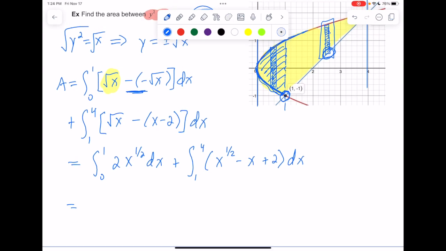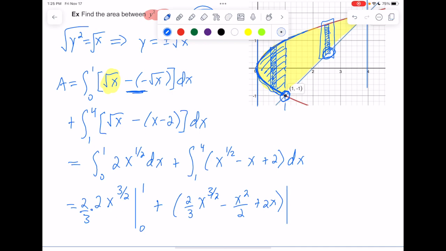So for the first one, that becomes 2x to the 3/2 divided by 3/2, which would be the same as times 2/3 out front, and then that would get evaluated from 0 to 1. And then our next antiderivative would be x to the 3/2 divided by 3/2, or times 2/3 out front, minus x squared over 2 plus 2x. And then that one's evaluated from 1 to 4.